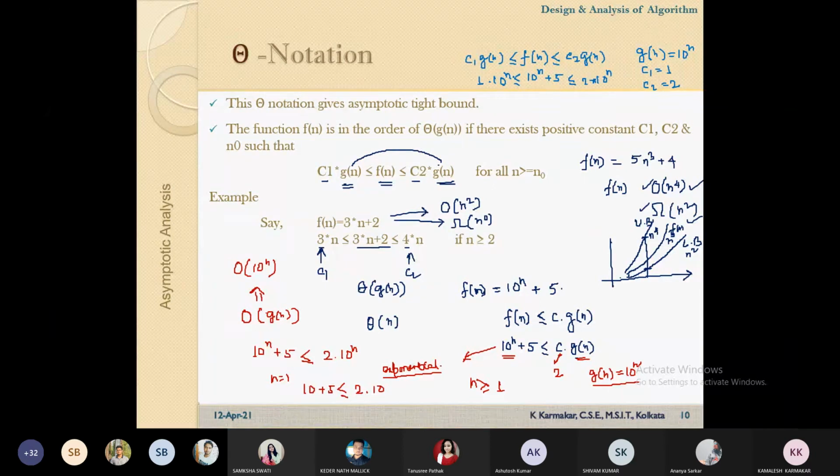Try with different values of n. For any value of n greater than or equal to 1, these inequalities are satisfied. So in big theta representation, the complexity of this function can be represented as big theta of 10 to the power n.